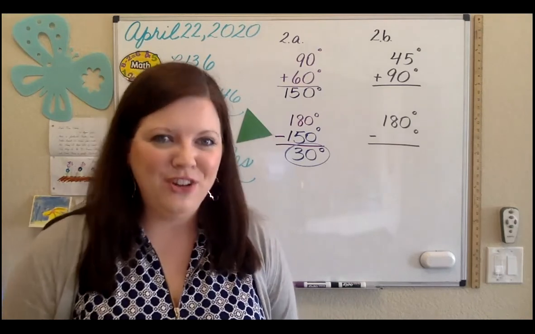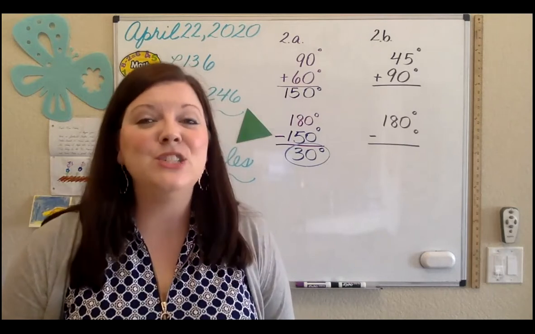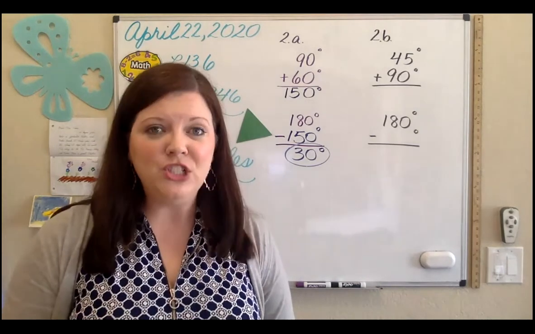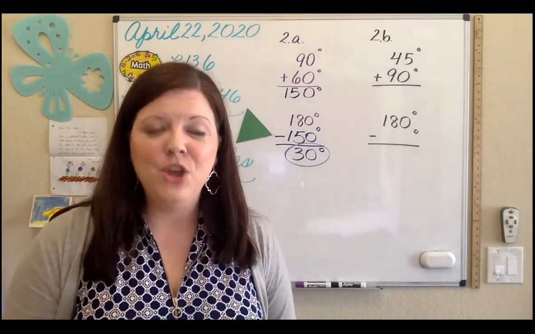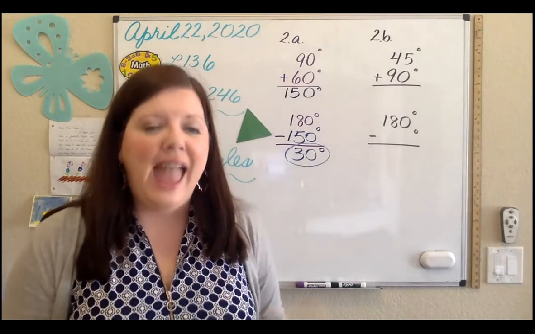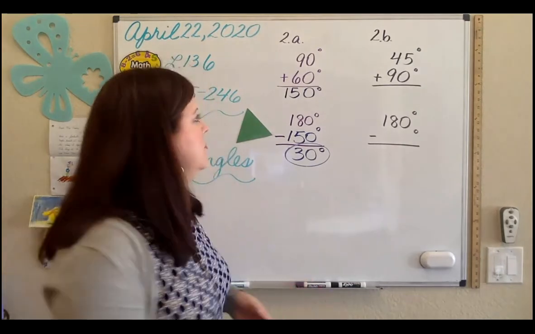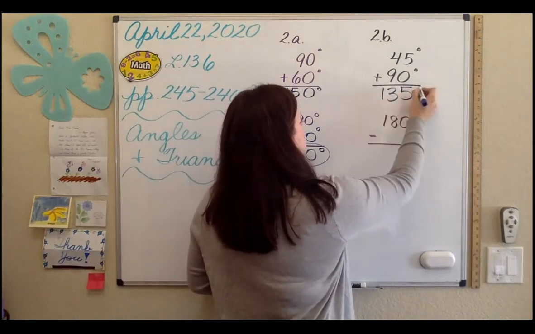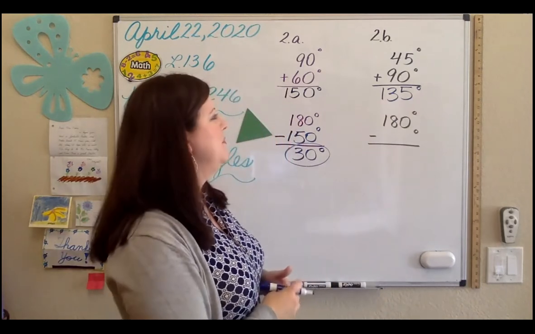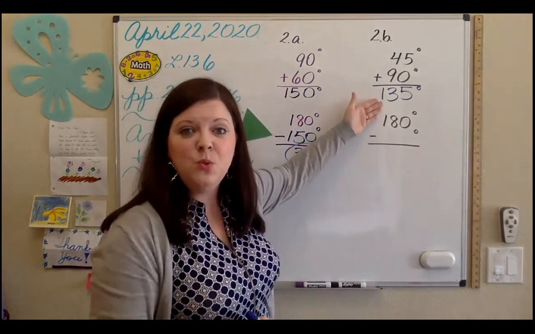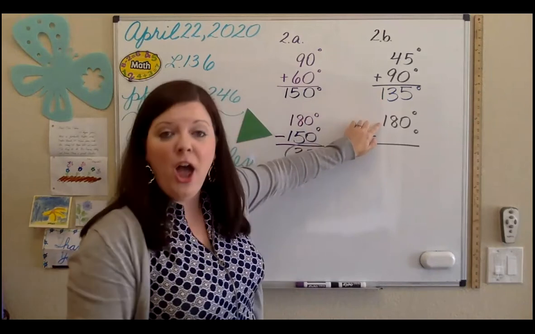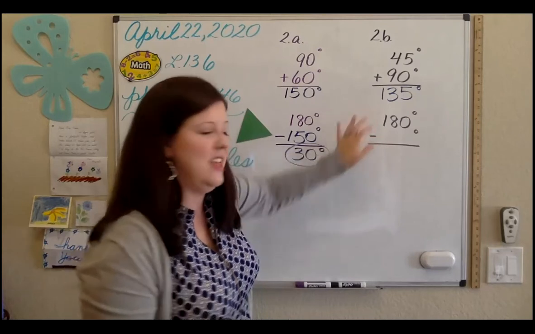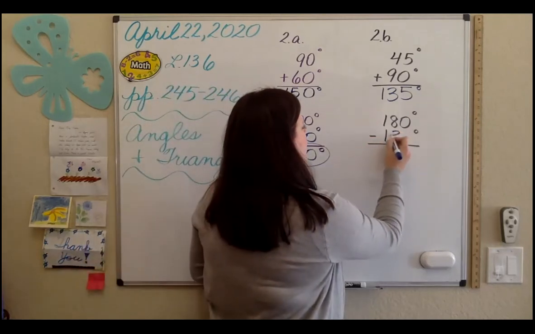Let's try that again for letter B. The first angle is 45 degrees. The second angle is 90 degrees. What is the first step to find out the missing angle? The first step is to add what you have. 45 plus 90 is 135. Don't forget that little degree symbol. The second step is to subtract what we have from what we know triangles always have. Triangles always have 180 degrees in them, so let's subtract 135.